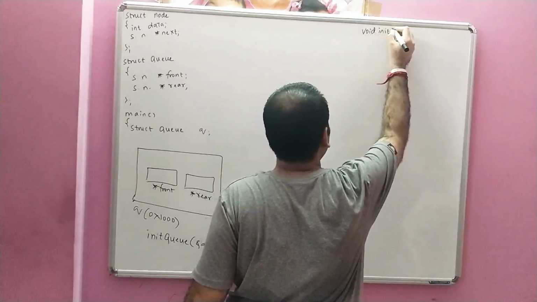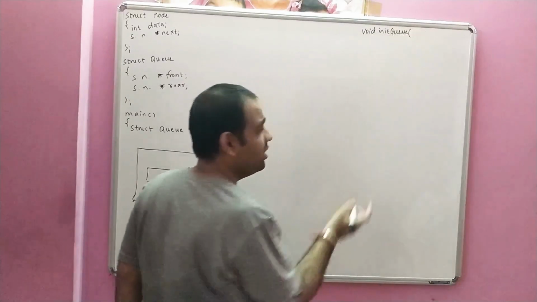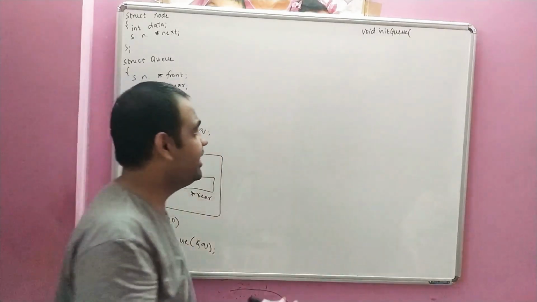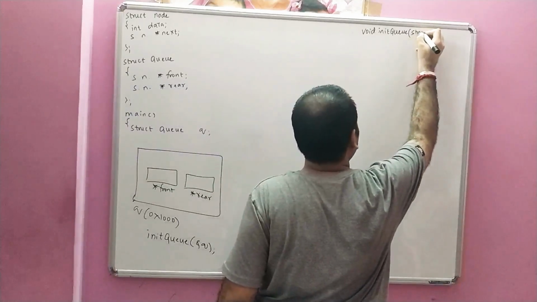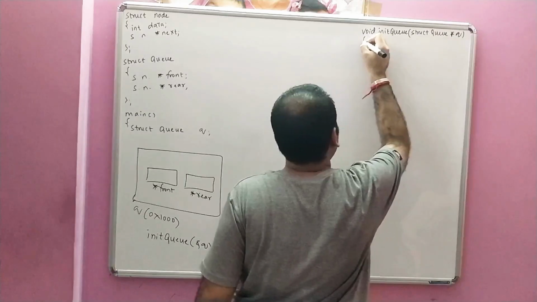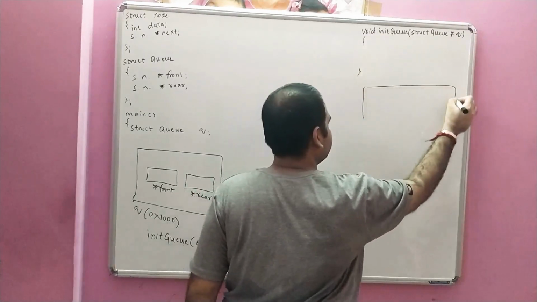Void, what is the function name? Init queue. Will the state of queue change? State of queue change means the value of front and rear will change. Yes. Therefore what do we write over here? We say struct queue star queue. Now what will happen whenever you say struct queue star queue?